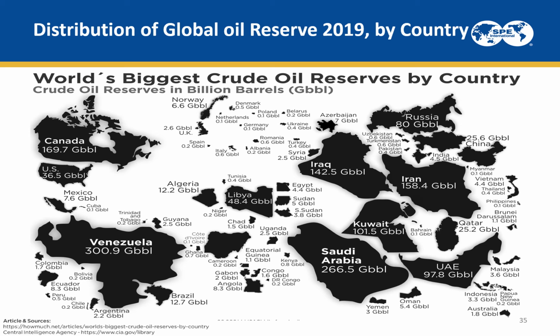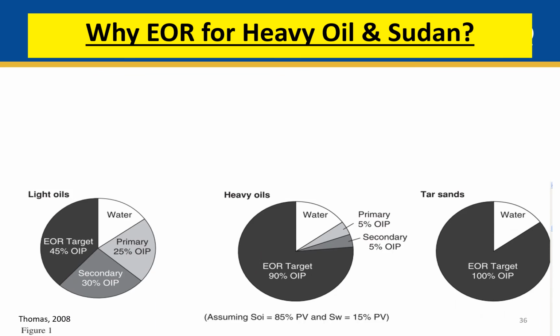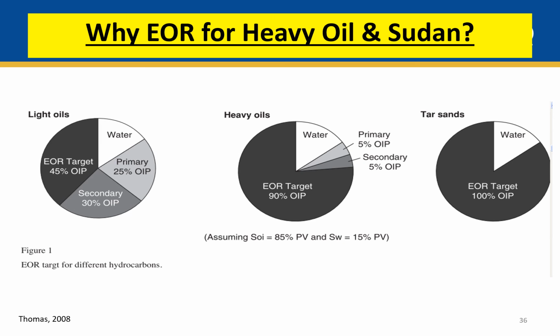For Sudan, the proved reserve in this report is 5 billion barrels. So Sudan has what can be considered a good reserve, better than a lot of countries. And another important thing is why we need EOR for heavy oil and for Sudan as well.